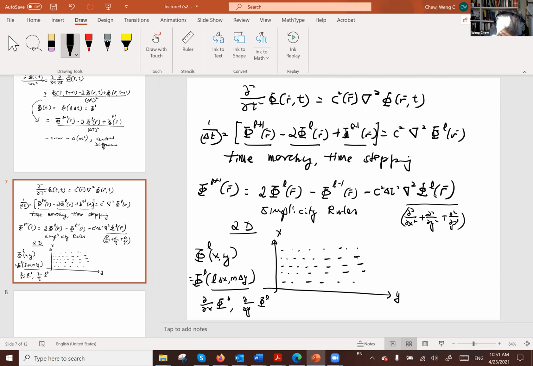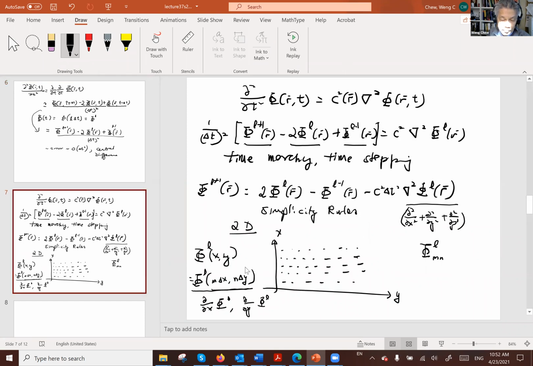And then having done this, the field value in 2 dimensions will be written as phi, in this case, L, m. Sorry, I shouldn't use an L here. L is no good, okay? L is also used for time. So I should use m and n. Then the field value can be denoted as phi mn and stored on the computer. Okay, I can store this number on the computer.